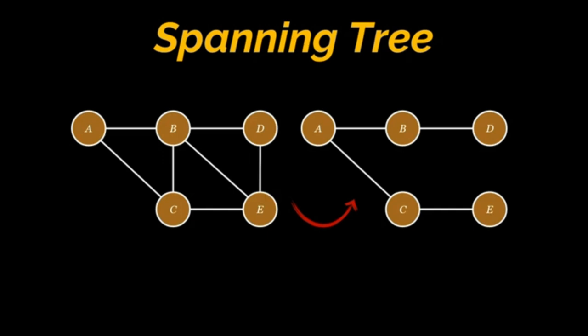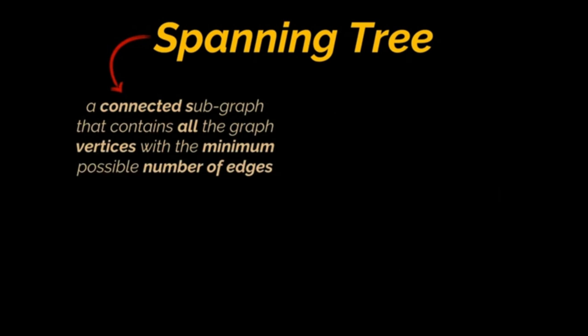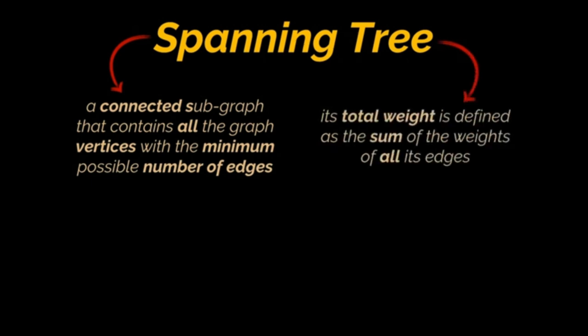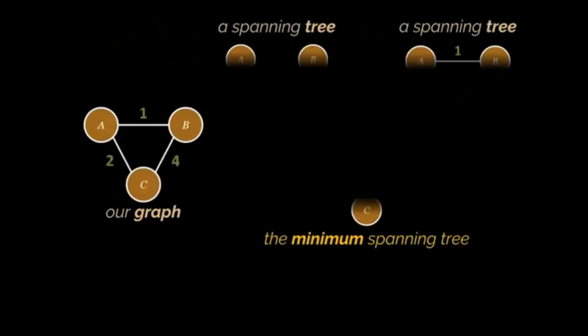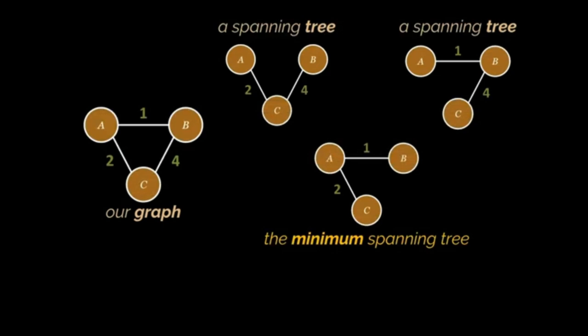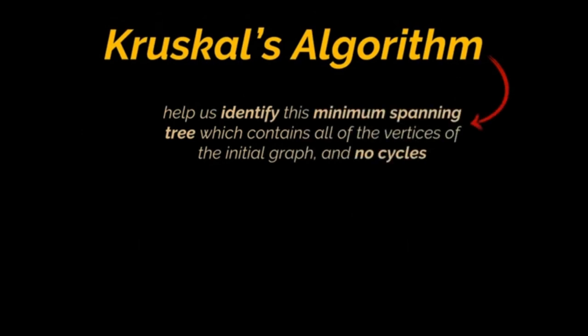So first of all, we should know what is a spanning tree. A spanning tree is a connected subgraph that contains all the graph vertices with the minimum possible number of edges. And these edges also have weights, so its total weight is defined as the sum of the weights of all its edges. For example, this is a graph, and the first two are normal spanning trees, but the third one is a minimum spanning tree, and you can easily see that it has minimum weights. That's why we can call it a minimum spanning tree.